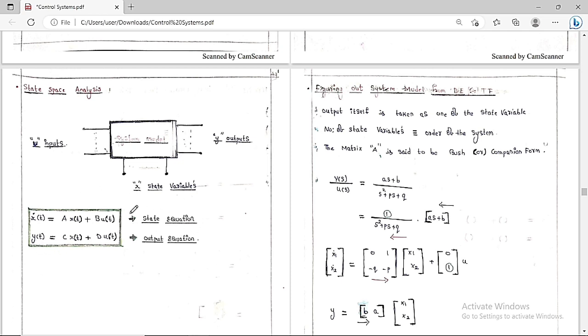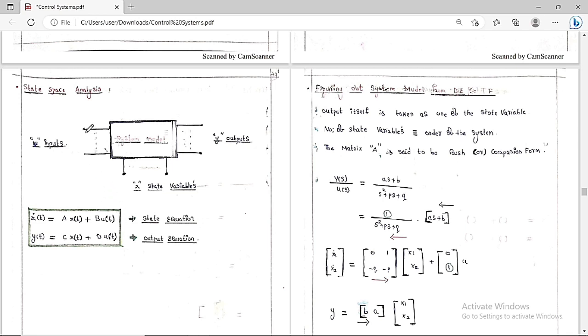So overall this is called the state model equations. We can say x dot of t is equal to A into x of t plus B into u of t, whereas y of t is equal to C into x of t plus D into u of t. This is called the state equation, and this is called the output equation.